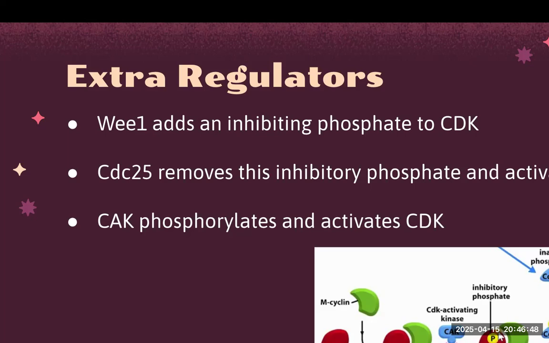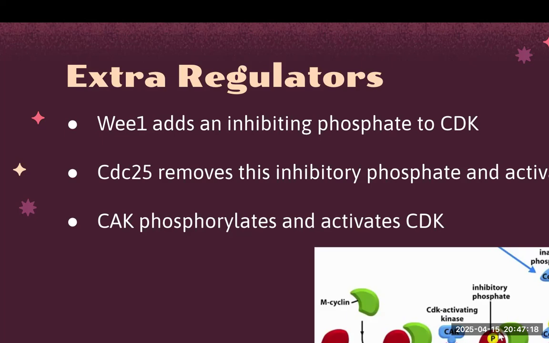So there's two parts to this. Okay, WEE1 adds an inhibiting phosphate to CDK. Remember when I said that when we add phosphate, it's not always going to turn it on? This is an example of that. Inhibiting means like stops, right? Inhibiting. CDC25 removes this inhibitory phosphate and activates CDK.